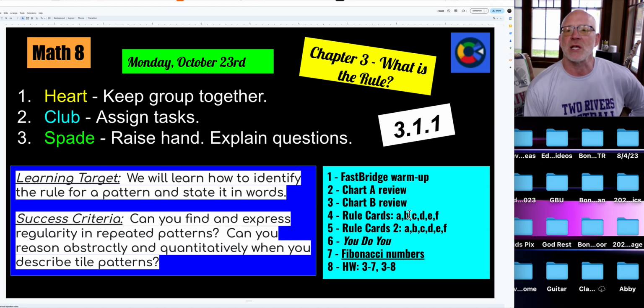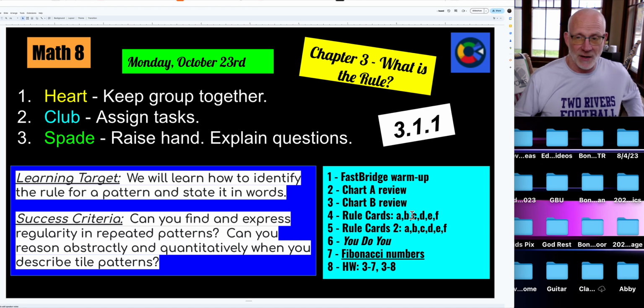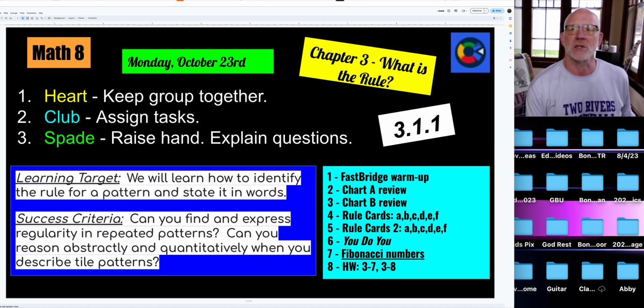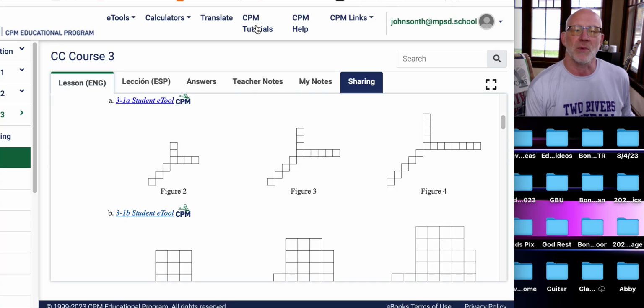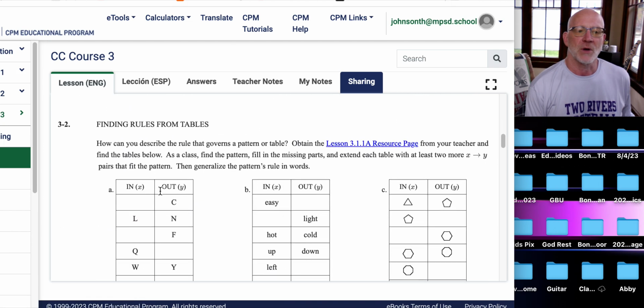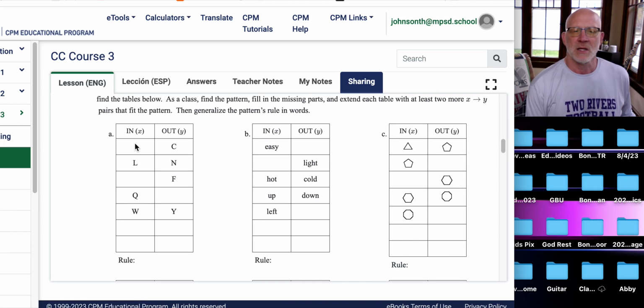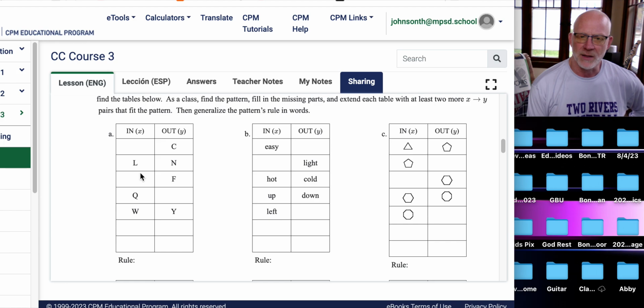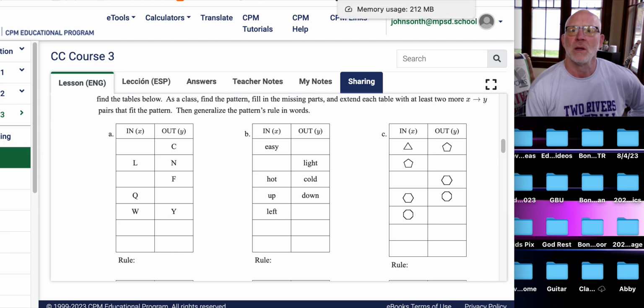So what we're going to do is I'm going to pass out one piece of paper to you. And every group's going to have their big pieces of paper. And it says, what is the rule? So we're going to go to 3.1.1 in your book. And we're going to look at this pattern. Blank, C, L, N, blank, F, Q, blank, W, Y, blank, blank, blank, blank. And if your group can figure that one out, let me know.